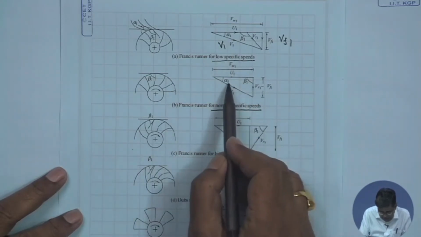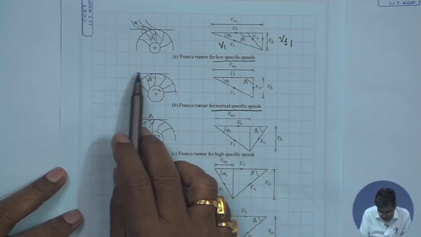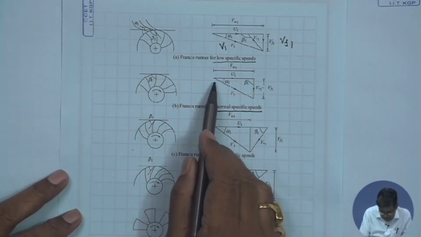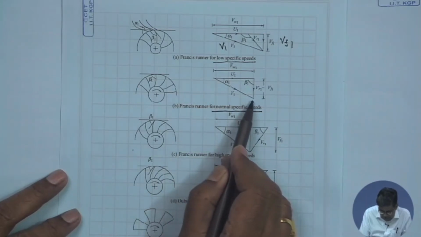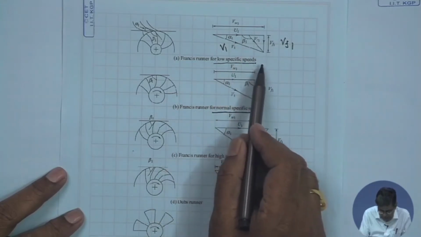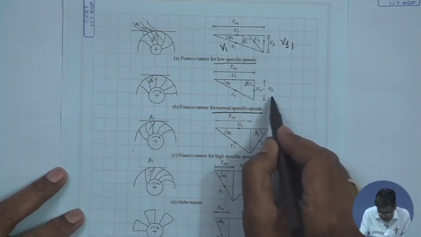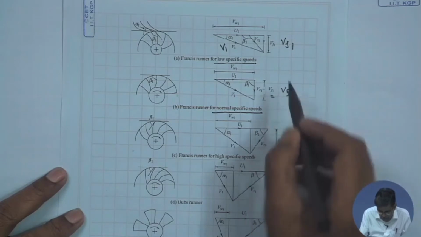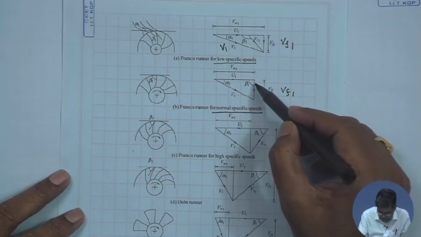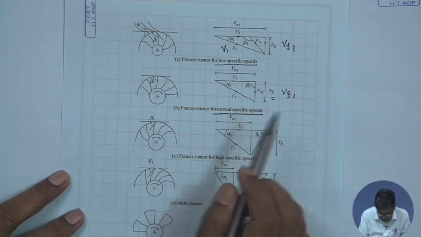The guide vane angles are the same, but the blade is designed in such a way, and the guide vane area is adjusted in such a way, that at inlet the absolute velocity is reduced as compared to that for the low specific speed case. That means, relatively lower head, and at the same time this Vf1 is more than the earlier one. That means, as the specific speed increases, we see there is an increase in the flow velocity and a reduction in the absolute velocity of the water at inlet.